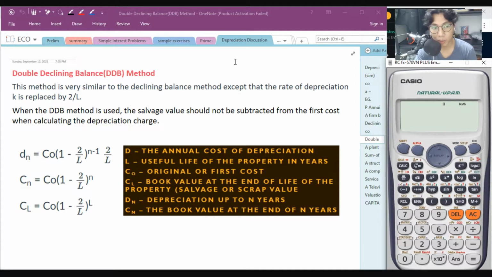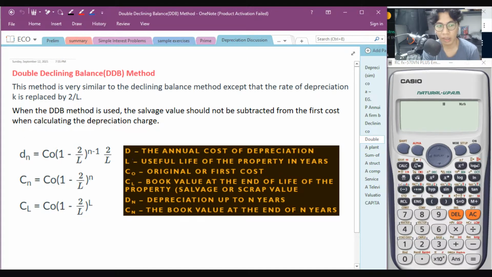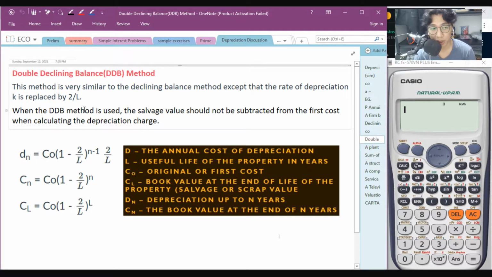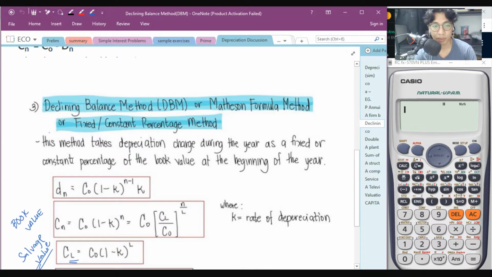Then let's go with double declining balance method. So what is a double declining balance method? In this method, this very method is similar to the declining balance method except that the rate of depreciation K is replaced by 2L. So anong ibig sabihin nun? Nagiging iba na yung K niya. Kung meron kang fixed rate dun sa iyong depreciation pagdating ng declining balance, dito sa declining balance kasi, ayan, fixed or constant percentage.